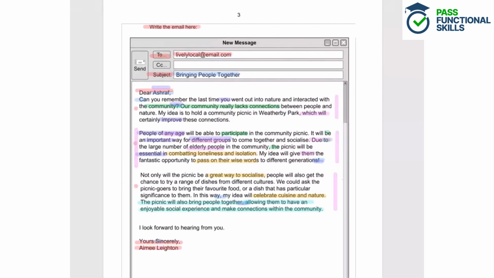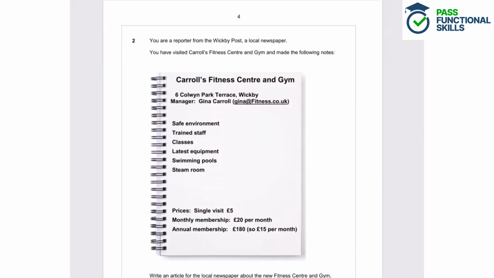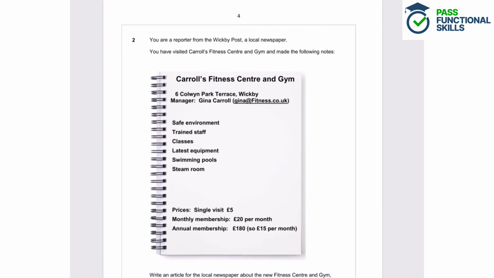So now let's have a look at the second question. You are a reporter from the Whitby Post, a local newspaper. You have visited Carol's fitness centre and gym and made the following notes. 6 Colwyn Park Terrace, Whitby. Manager Gina Carroll. Gina at fitness.co.uk. Safe environment, trained staff, classes, latest equipment, swimming pools and steam room. Prices. Single visit £5, monthly membership £20 per month, and annual membership £180, so £15 per month.